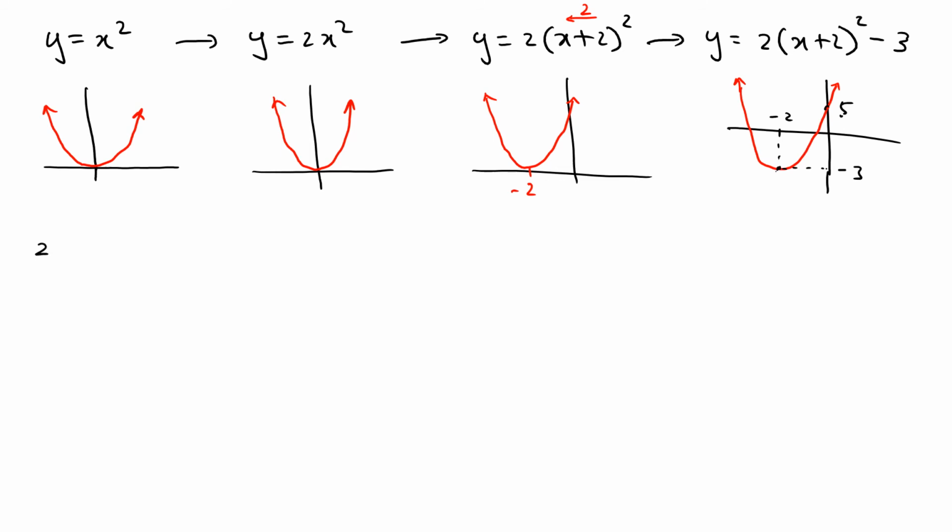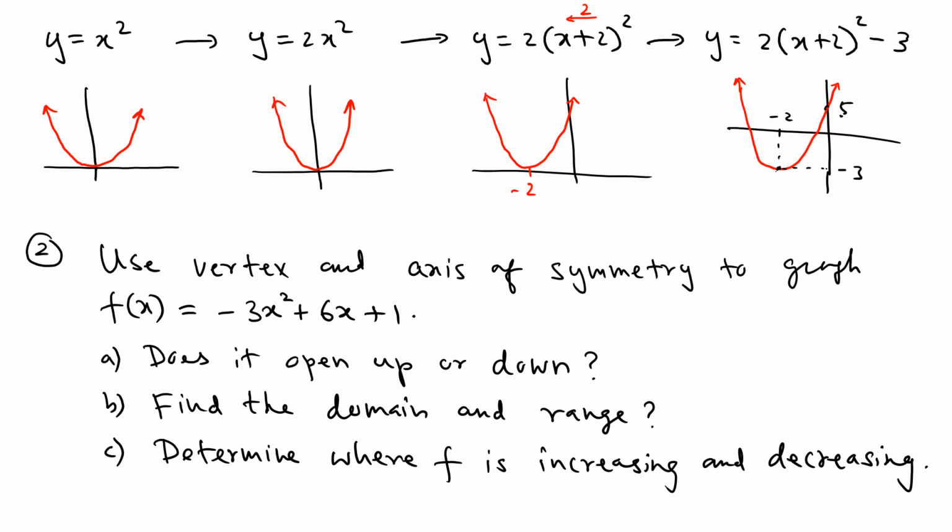Problem number 2 says: use the vertex and the axis of symmetry to graph the function. A function is given, and they ask you to use the vertex and axis of symmetry technique, and also whether it opens up or down, and what the domain and range are. Domain is easy because it's a polynomial: all real numbers. But for the range you need to consider whether it opens up or down. Also the question is where it is increasing and where it is decreasing. That also depends on whether it opens up or down. So let's try to do the problem.